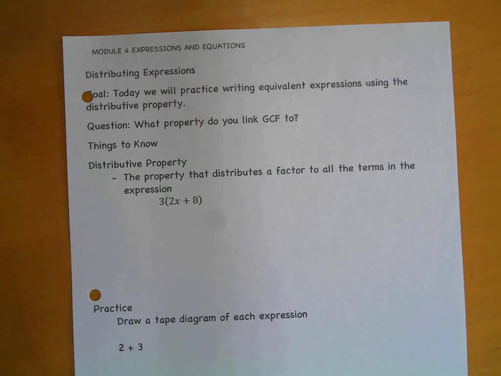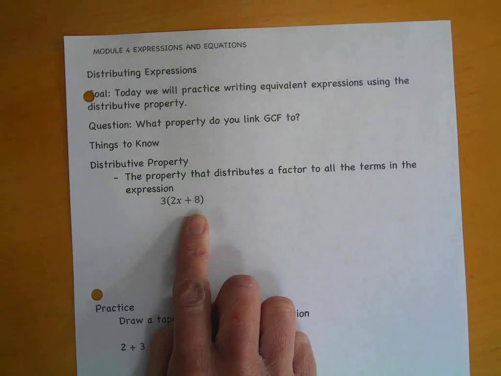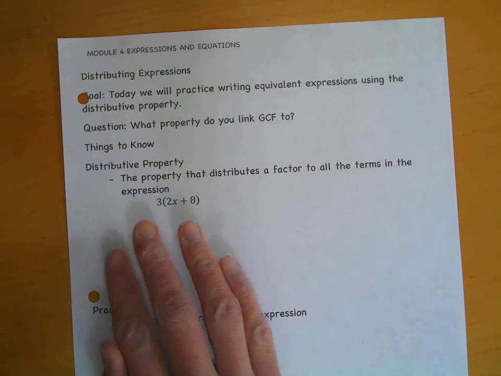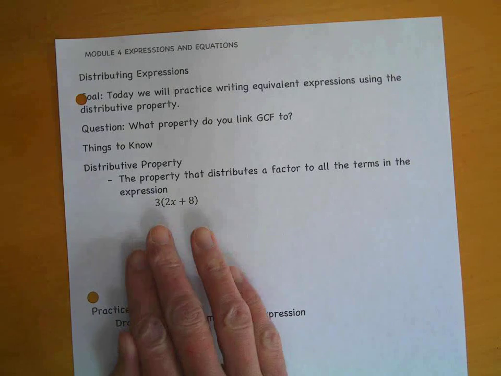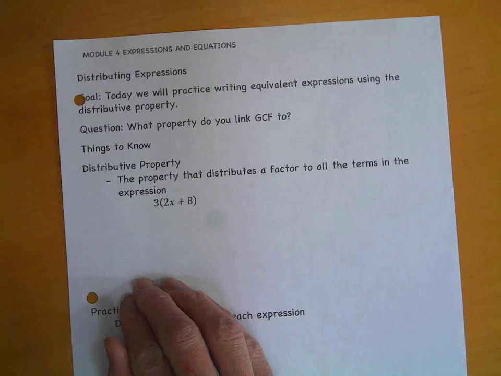We talked a little bit in our last lesson about what the distributive property means, but now we're actually going to spend the whole lesson talking about it. So the distributive property is the property that distributes a factor to all of the terms in the expression. And if you remember from yesterday's lesson, this is called factored form. And this is what the expression looks like when your job is to use the distributive property.